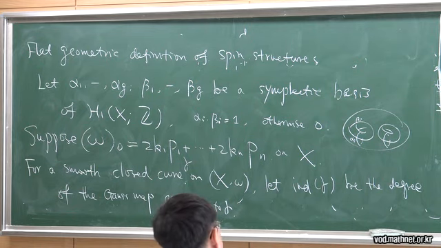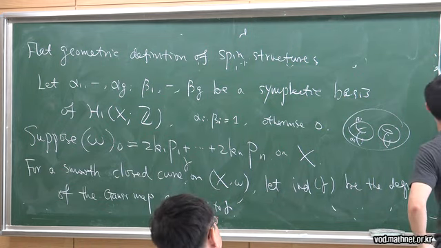Now let me define an invariant, some number for X and omega, using the indices of the chosen symplectic basis. I won't be able to prove all the details for you, but at least I'll convince you that some part of it really makes sense, using the information that I have even zeros only.